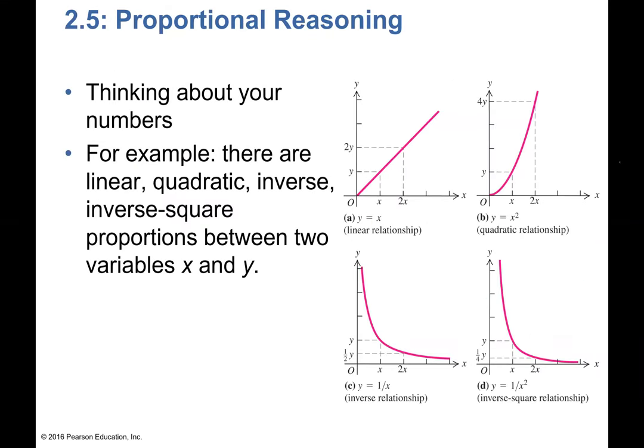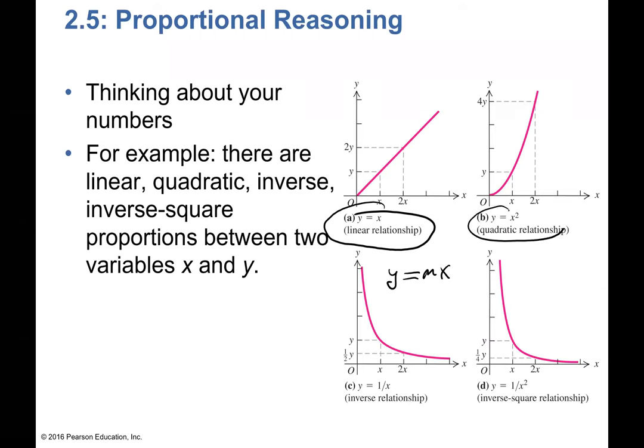Okay. And this one gives you what type of relationship to expect, right? There are linear, quadratic, inverse, and inverse square proportions between the two variables. This is something we're going to be doing in the lab quite a lot. This is what we call a linear relationship when you have a straight line like that. That means you have two quantities on the y-axis and the x-axis, and they are related as y equals mx.